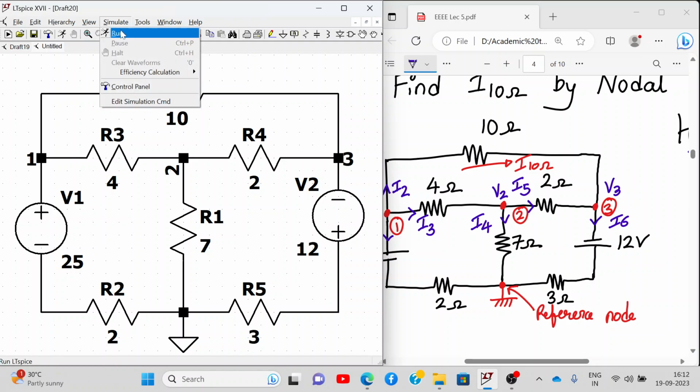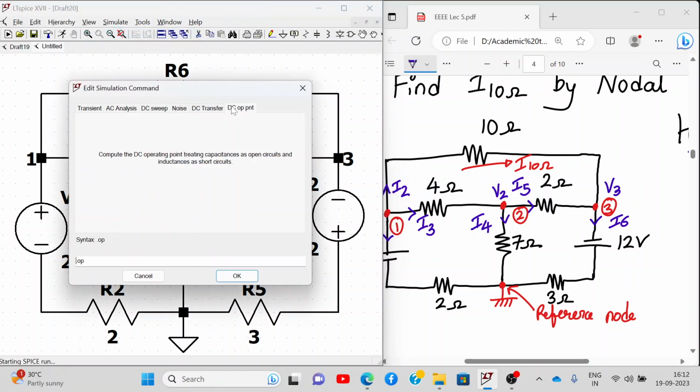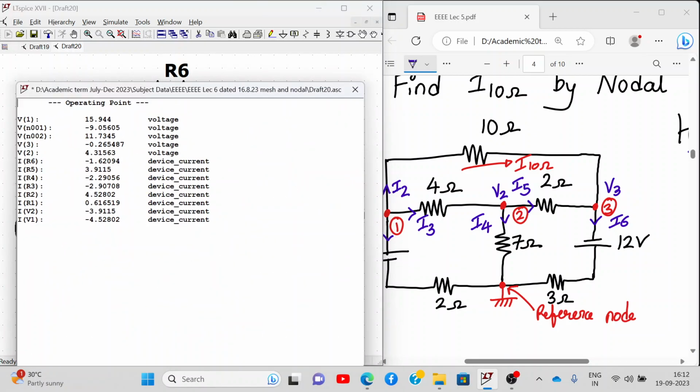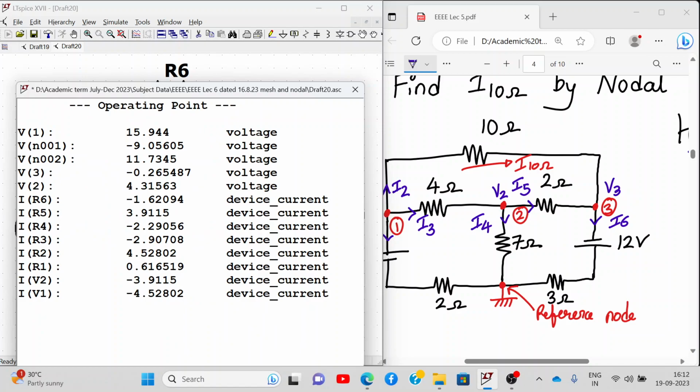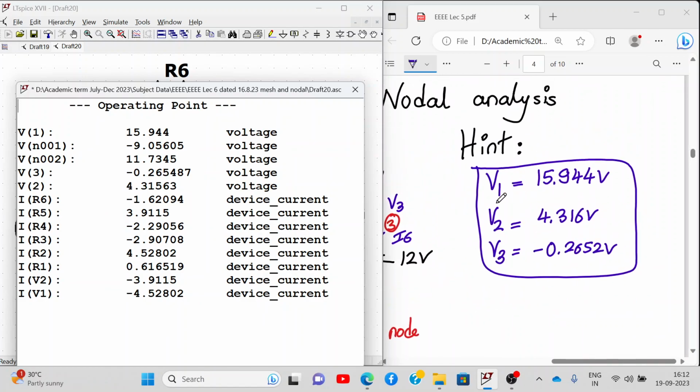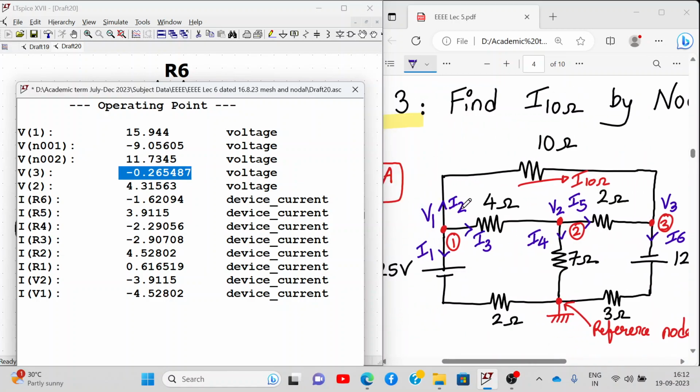So I'll go to simulate, click on run, and select DC operating point, and click on OK. Okay. I'll get the value of V1, V2, and V3. So V1 came out to be 15.944, and that's what we get. Then V2 came out to be 4.3156. So 4.316, it's correct. And V3 came out to be minus 0.2652. All right. So it's coming all right.